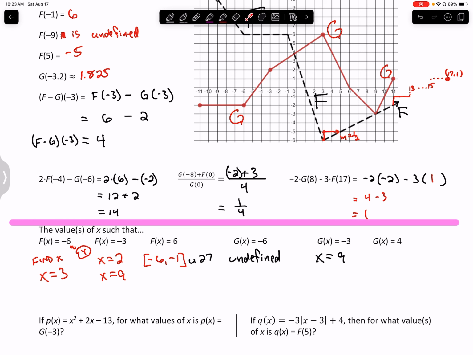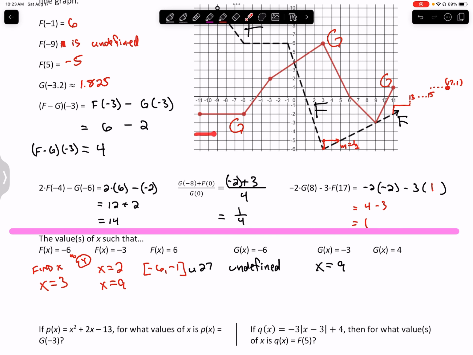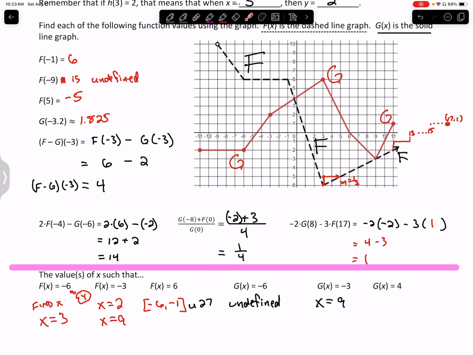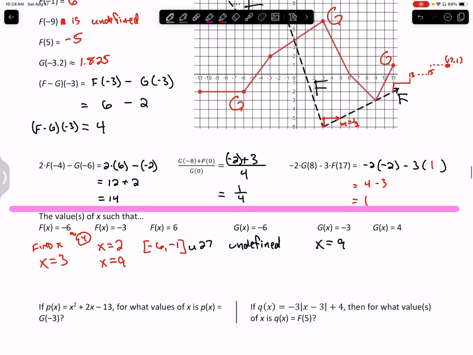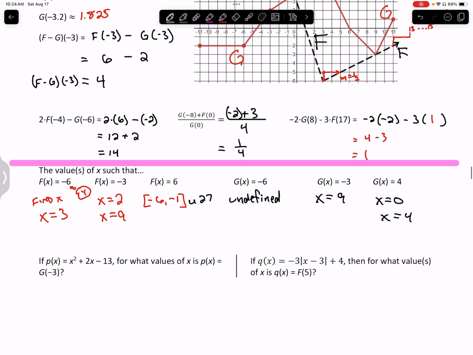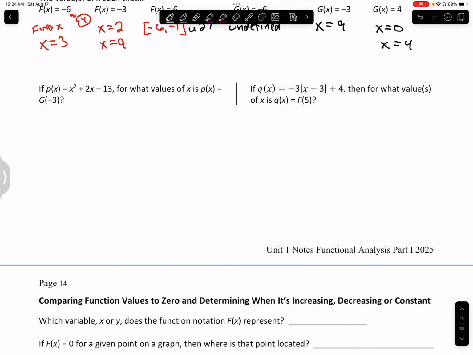Last one, g of x is negative 4. It's down here. I'm sorry, g of x is positive 4, not negative 4. That's up here, and that's hitting twice. When x is 0, and it's hitting over here when x is 4. These problems aren't necessarily difficult to do, but it's easy to make mistakes when looking at a graph, especially when there's two curves on it. All right, let's check out some algebra problems.